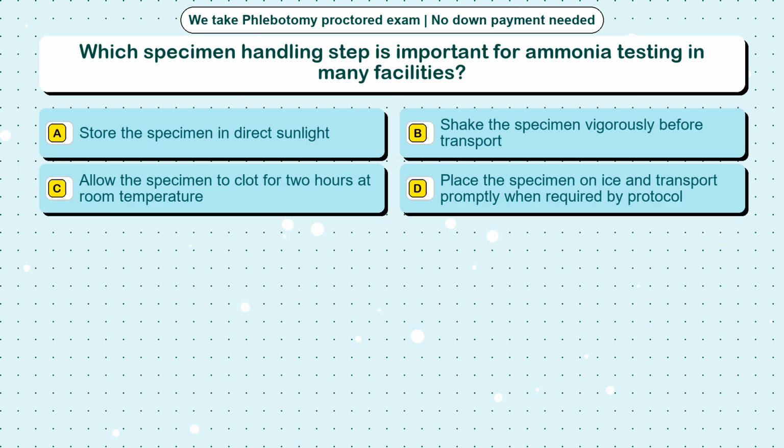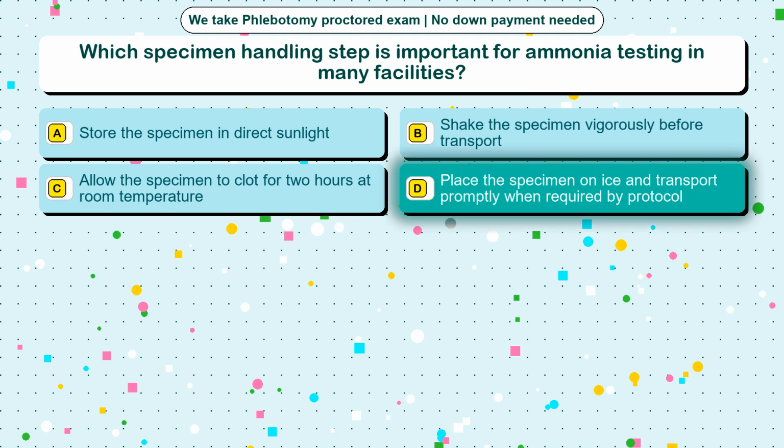Question 77. Which specimen handling step is important for ammonia testing in many facilities? Option A. Store the specimen in direct sunlight. Option B. Shake the specimen vigorously before transport. Option C. Allow the specimen to clot for 2 hours at room temperature. Option D. Place the specimen on ice and transport promptly when required by protocol. The correct answer is option D.